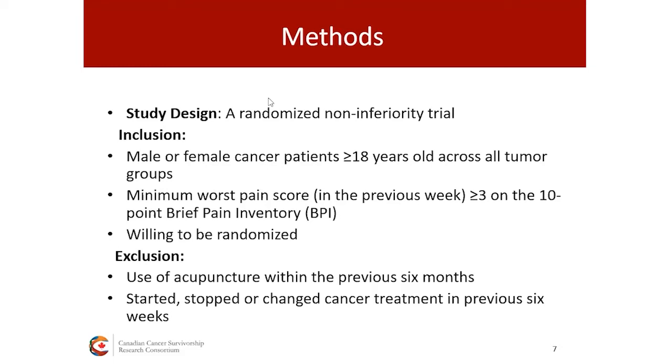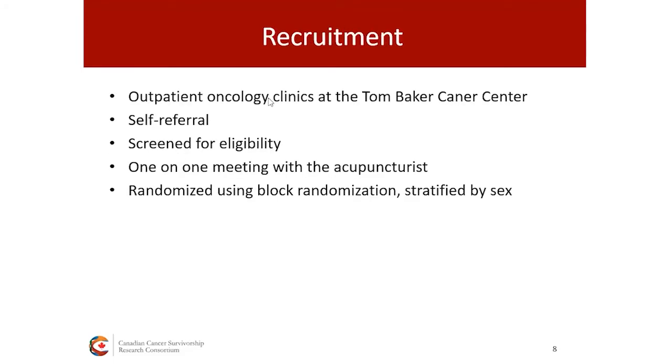There were some exclusion criteria as well. For example, if the patients had received any acupuncture treatment within the previous 6 months, or they had stopped or changed their cancer treatment within the previous 6 weeks. So, recruitment. Patients were mostly recruited from the Tom Baker Cancer Center. Most of the patients were referred by clinicians, cancer healthcare providers. But we also left some study brochures and study-related materials in the hallways at the hospital. So patients were allowed to self-refer as well.